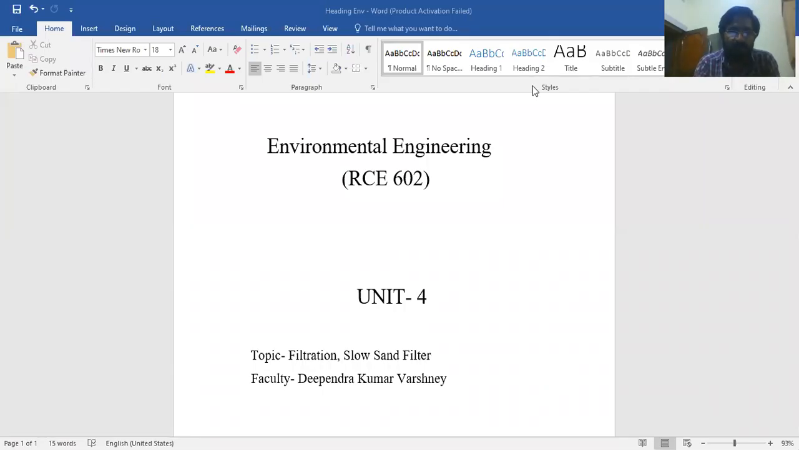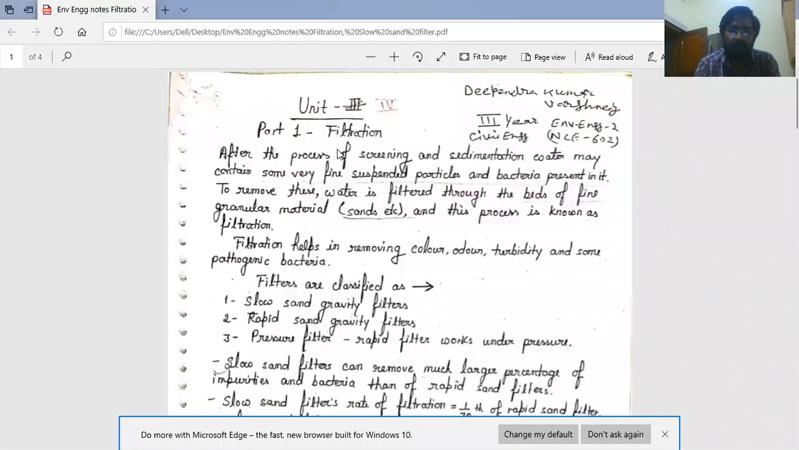Today's topic is filtration and slow sand filter. In a water treatment plant, after the process of screening and, if required, grit screening and sedimentation, water may contain some very fine suspended particles and bacteria present in it.